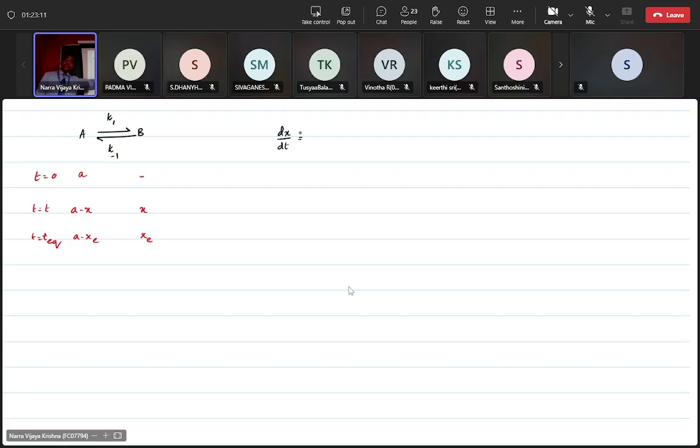X value is decreasing. I'm writing it as dB by dt equal to... P is forming with one speed, decomposing with some speed. So what is the formation speed? K1 into At minus K minus 1 into Bt. Correct? This can be written as dx by dt only. So I'm writing dx by dt as K1 into At minus K minus 1 into Bt.